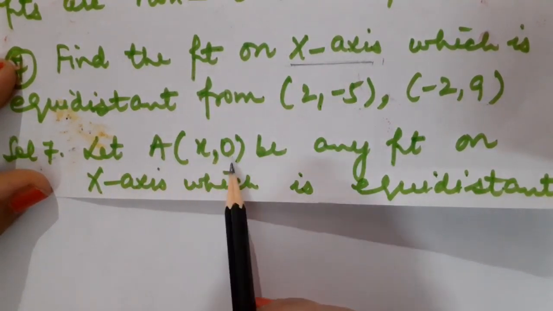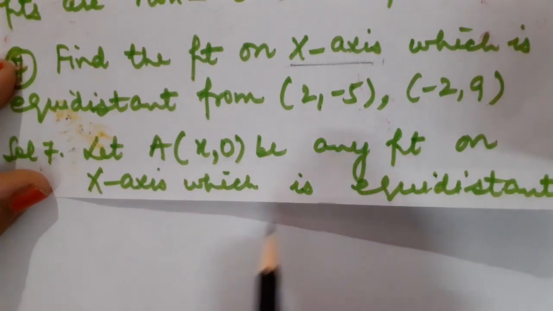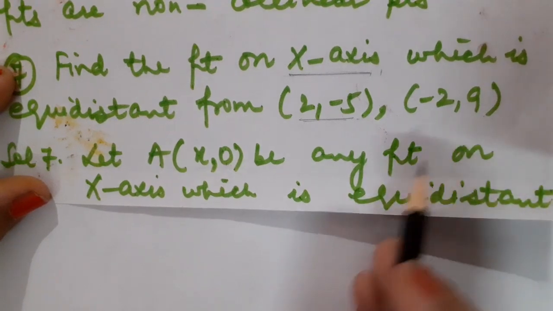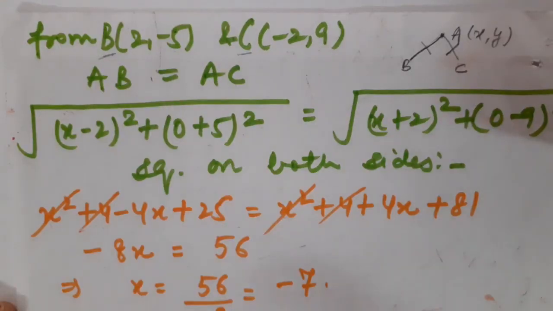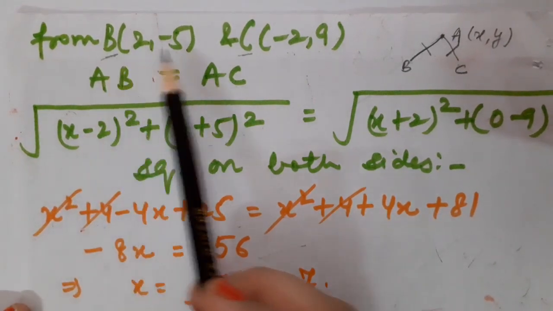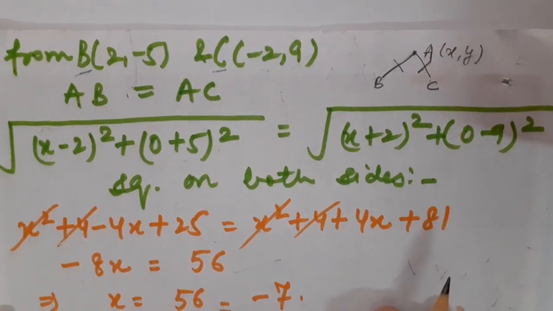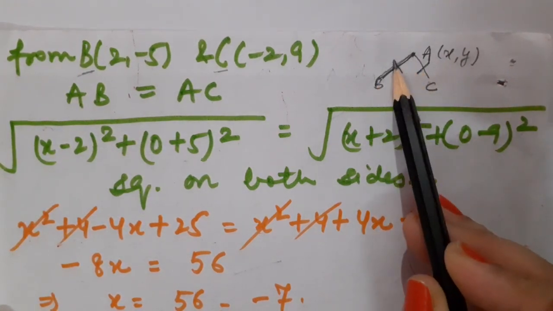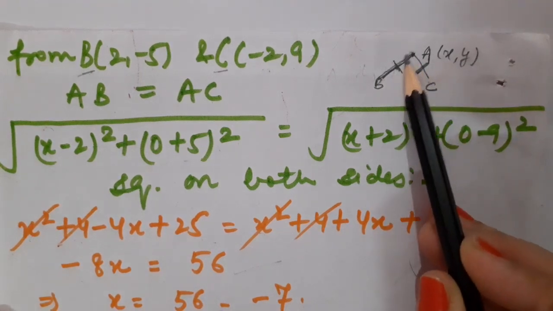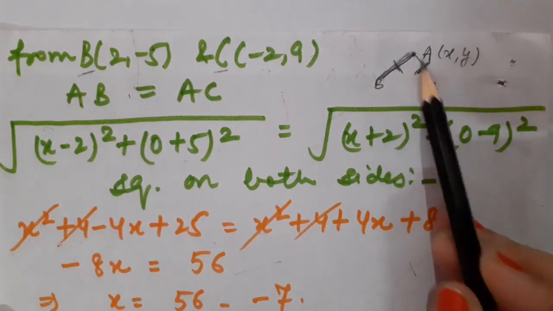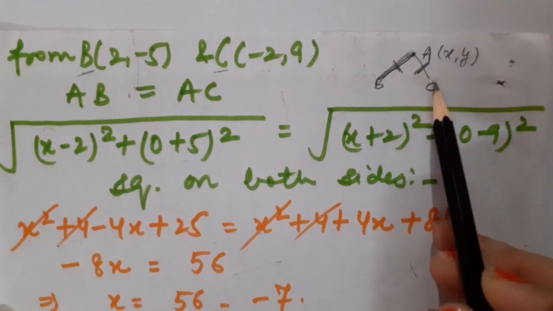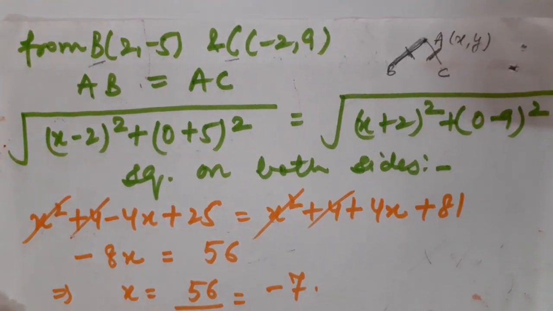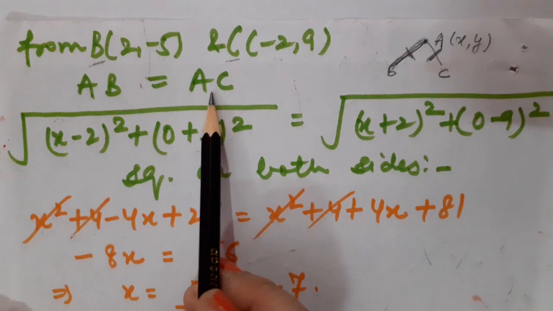So let A, x, 0 be any point on x-axis which is equidistant from 2, minus 5 and minus 2, 9. And both of those points I have considered as B as well as C. Children, just look at this diagram. If I say point A lies at the equidistance from point B as well as from C, it means the distance between A and B and the distance between A and C must be equal, correct? So definitely I will have to apply distance formula to find out the distances. So I can write AB is equal to AC.